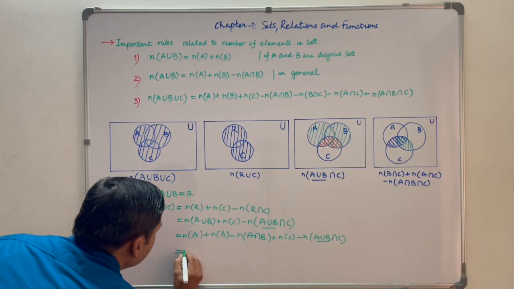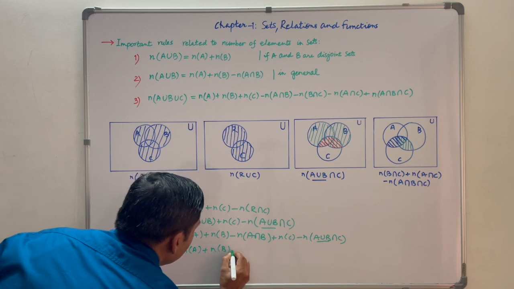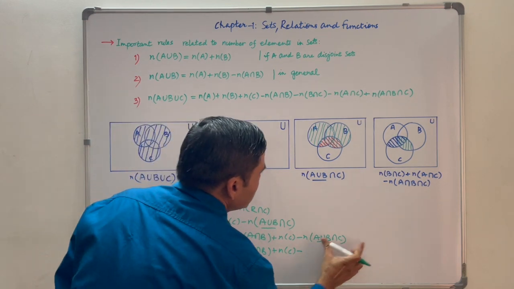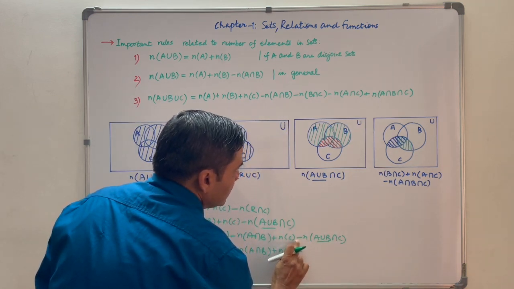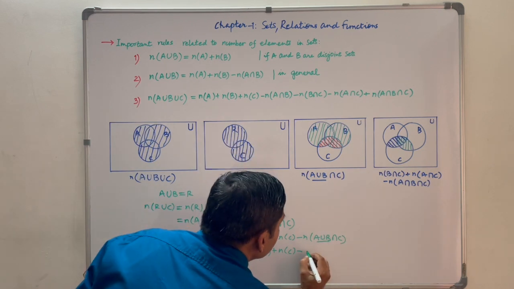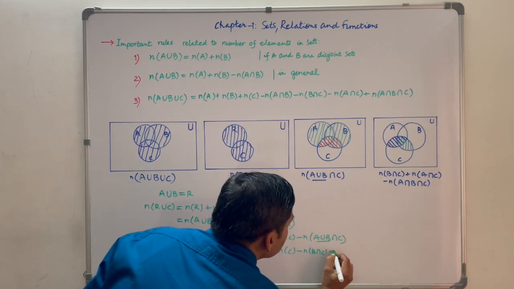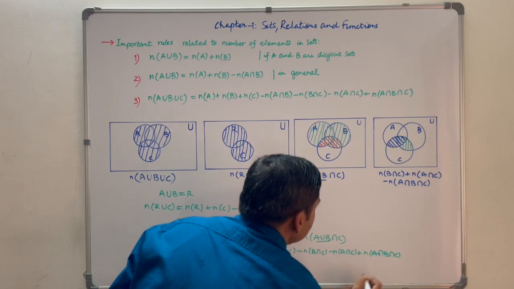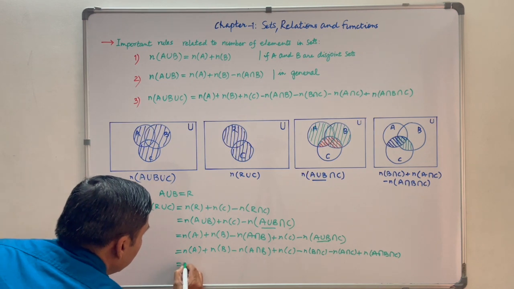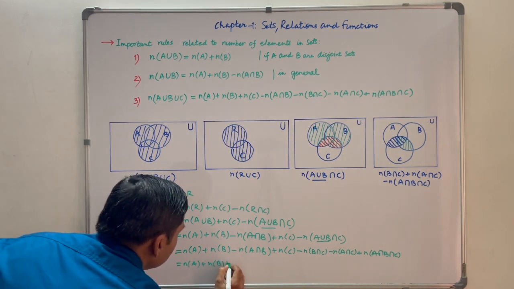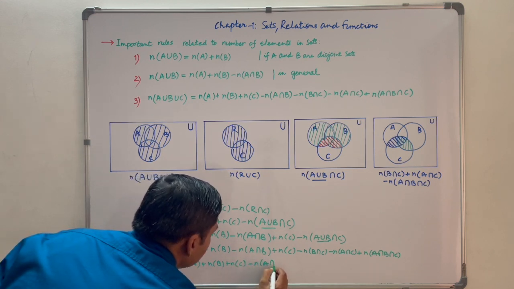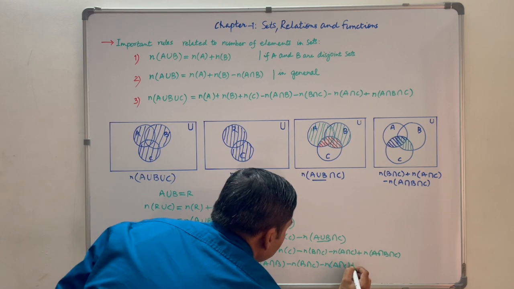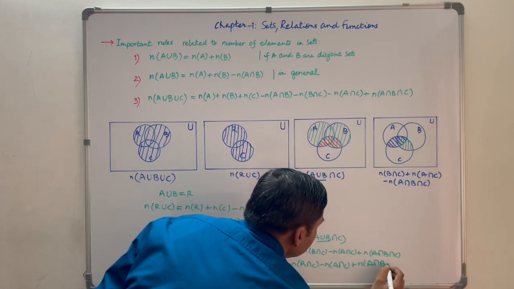So it will be n(A) plus n(B) minus n(A intersection B) plus n(C) minus. Now this portion will be replaced by this. Since minus is outside, I will change sign of all the terms here. So it will be minus n(B intersection C) minus n(A intersection C) plus n(A intersection B intersection C). Now you can rearrange the terms and write as n(A) plus n(B) plus n(C) minus n(A intersection B) minus n(B intersection C) minus n(A intersection C) plus n(A intersection B intersection C).